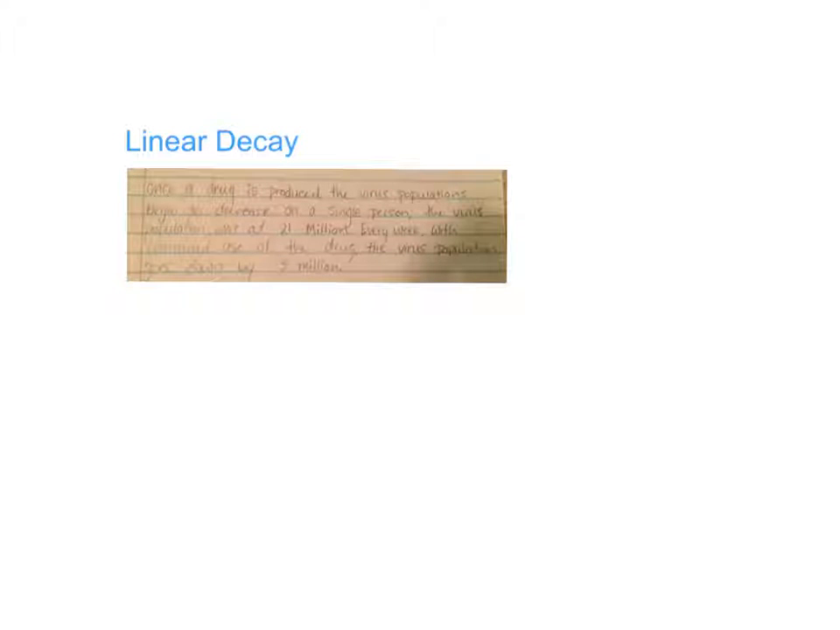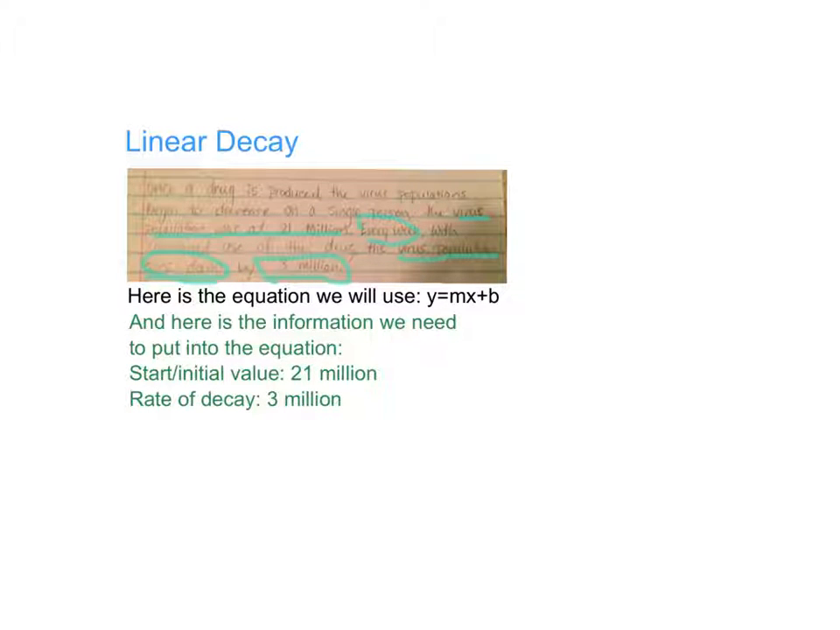Now we have our problem, which we can see is a linear decay problem. Now, using this information, we can create recursive rules and explicit equations. Now that we have our information, our start and initial value, which is 21 million, and our rate of decay, which is 3 million, we can put it into our equation.